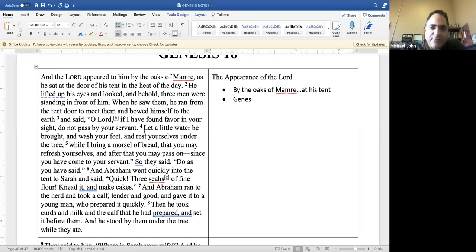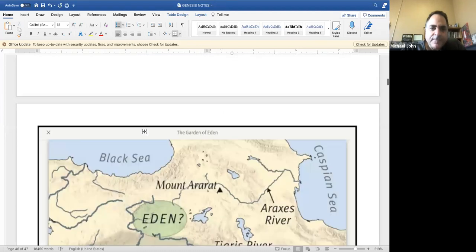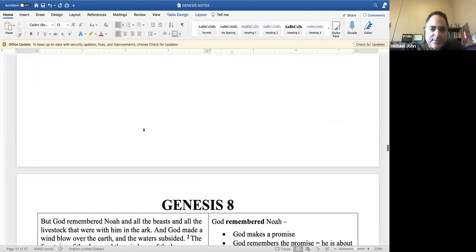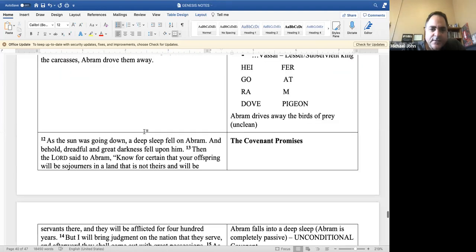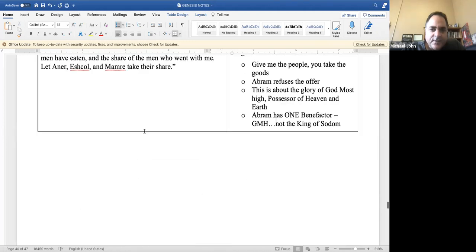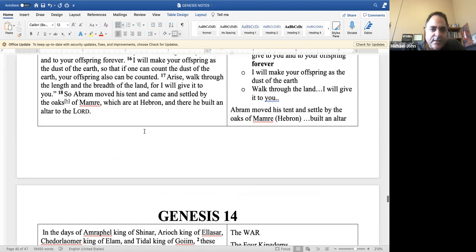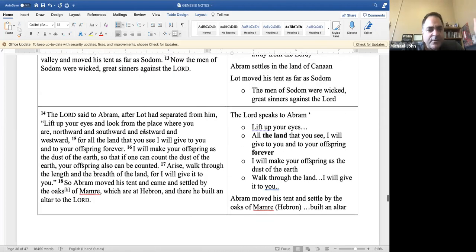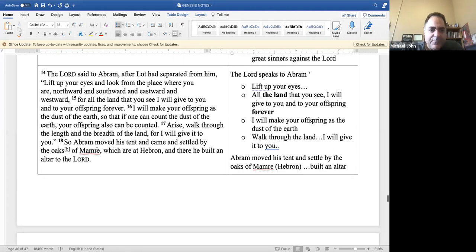If you remember back then, let me pull it back a little bit to Genesis 13. So we had the story with Abram and Lot, who had that conflict and they separate. And after they separate, Lot goes to Sodom. And Abram, it says in verse 18, moved his tent and came and settled by the oaks of Mamre, which are at Hebron. So there's the first mention of the oaks of Mamre.